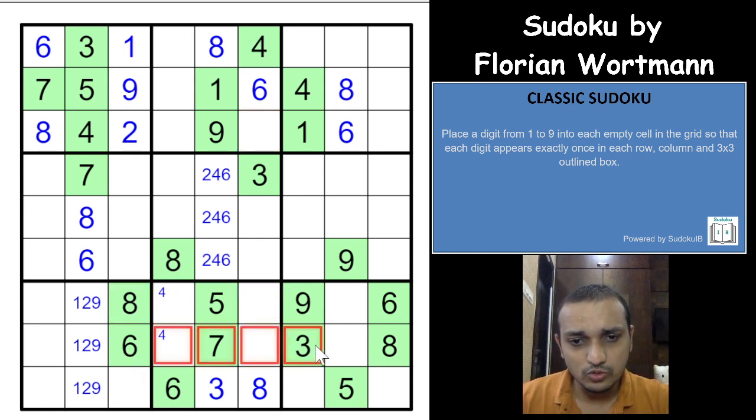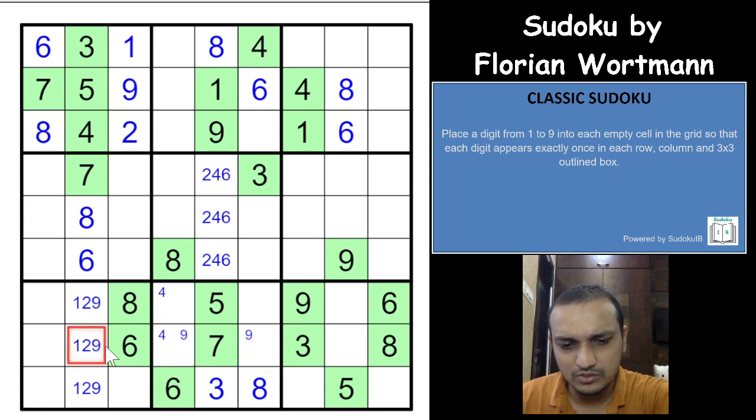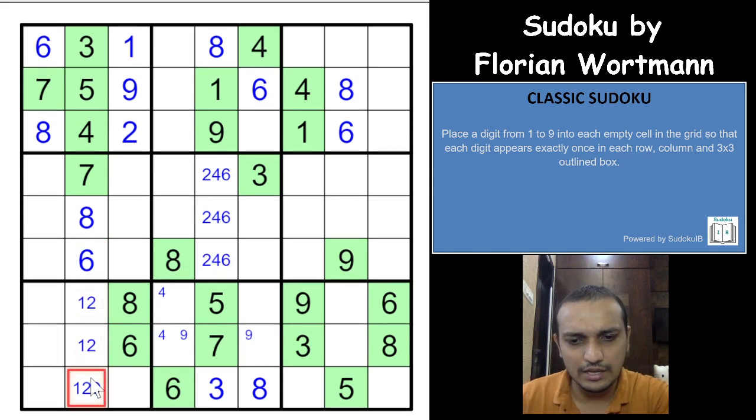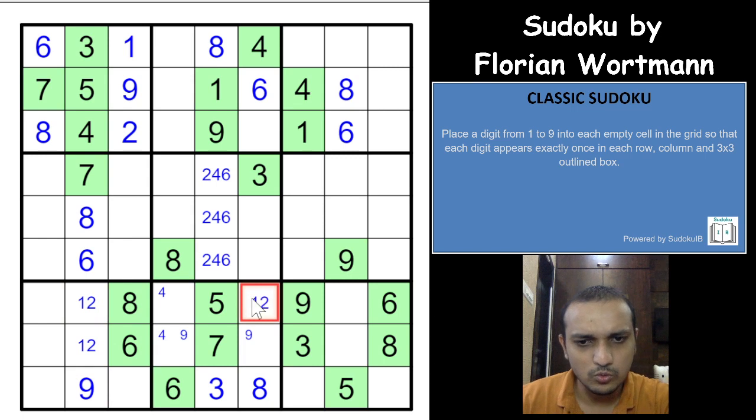9 can only be in these two cells. So that gives you a corner pencil mark of 9. That eliminates 9 from this cell. That eliminates 9 from these two cells. So you get a 9 here. This is 1 and 2.